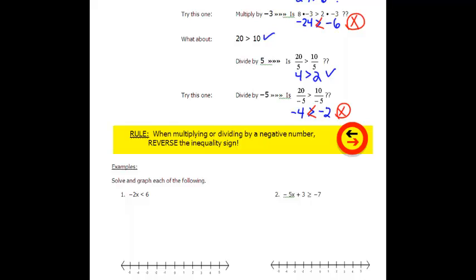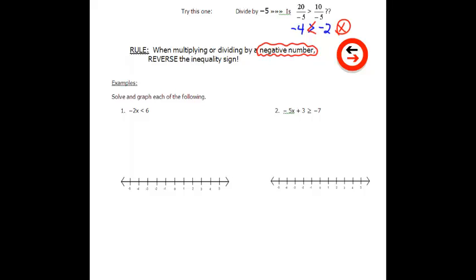Now keep in mind, this is only when we multiply or divide through by a negative number. Once I give students this rule, they tend to start reversing signs on a whim. Every time they think about it, they're reversing the signs. It's only when you multiply or divide by a negative number. Let's try a couple examples.